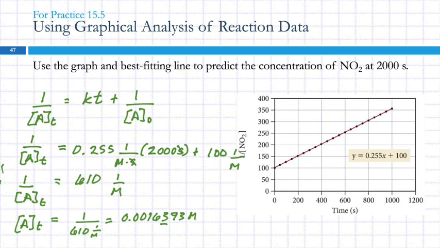What was the initial concentration of this compound? 1 over the initial concentration was 100. So 0.01. So A0, oops, did that wrong. A0 is 1 over 100, or 0.01. This number is smaller than that number, so that's encouraging. Doesn't prove anything, but it's encouraging. Any questions?